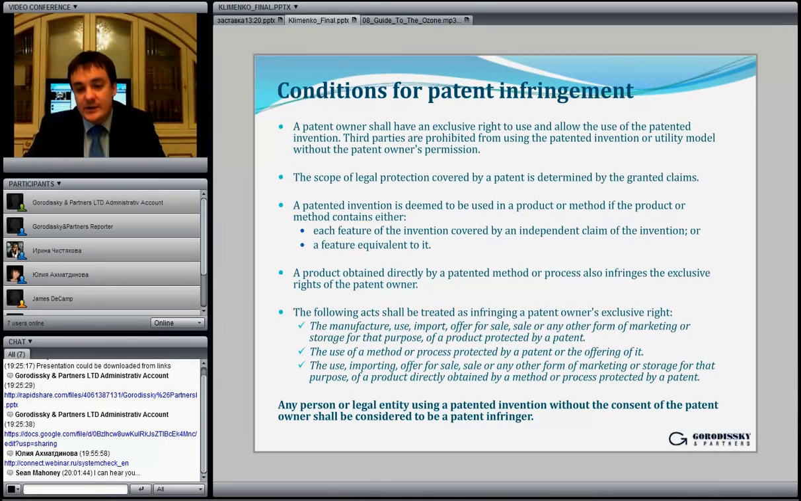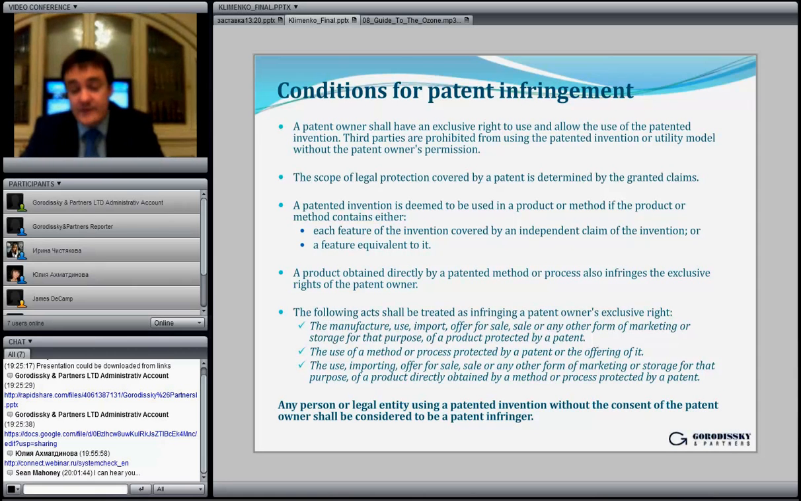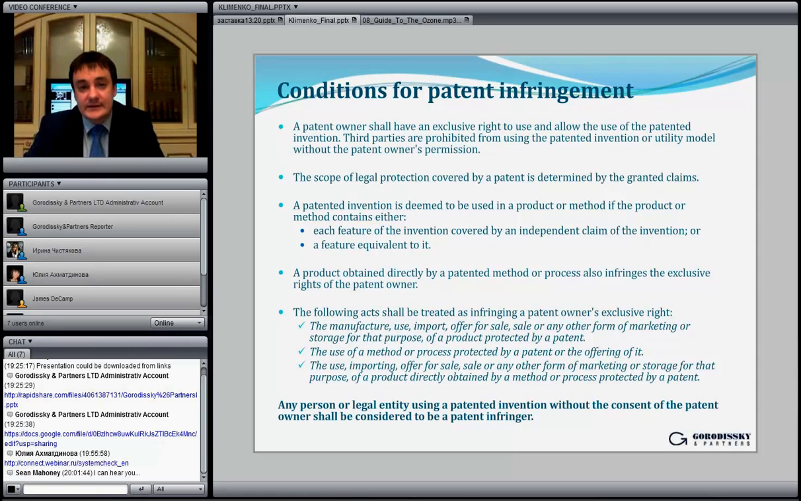Basically, conditions for patent infringement are provided by the Civil Code, and it says that a patent owner shall have an exclusive right to use the patented invention, utility model, or industrial design, and any third party which is using the patented invention or utility model or industrial design without the consent of the patent owner shall be considered a patent infringer. It should be noted that we do not have contributory infringement in Russia, opposite to the United States system, but we do have direct and indirect infringement, which means that a product obtained by a patented method or process also infringes the exclusive right of the patent owner.